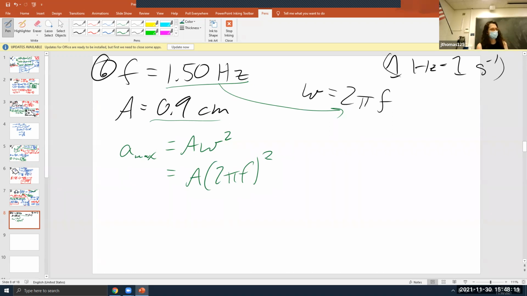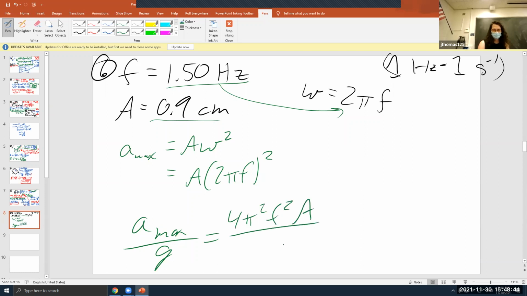The problem is going to ask for the acceleration in terms of g, so in terms of 9.8. As you might have heard, like if a rocket is moving at 4g, then you need to divide by 9.8. So your A max as a ratio to g is going to be 4 pi squared f squared times A over that g constant 9.8. And this will actually end up being your answer here.